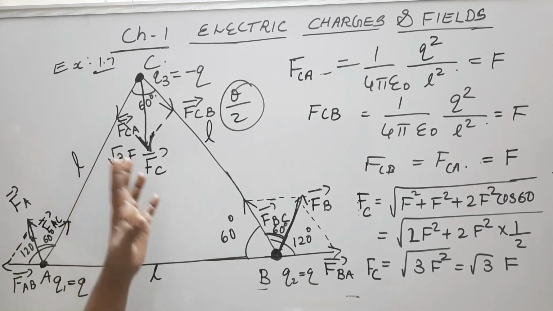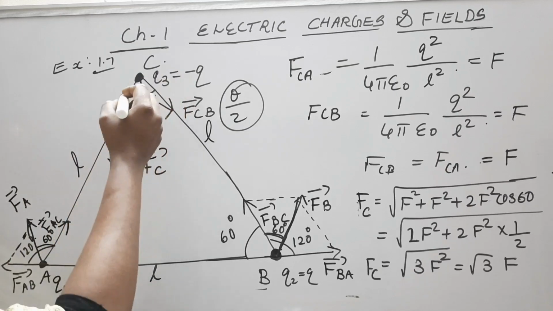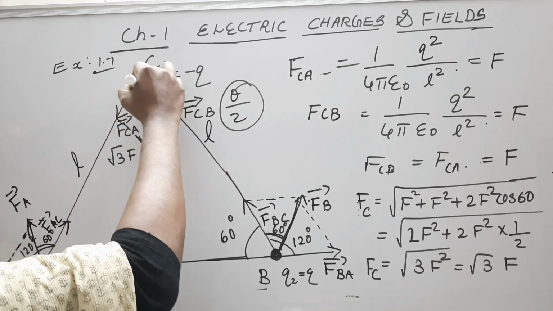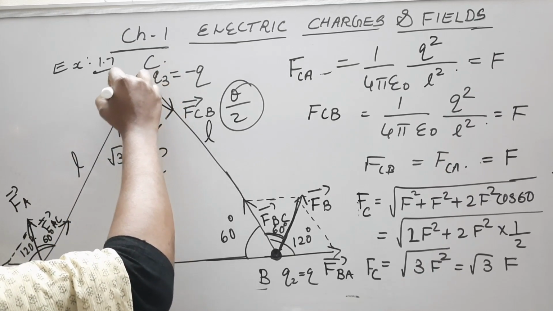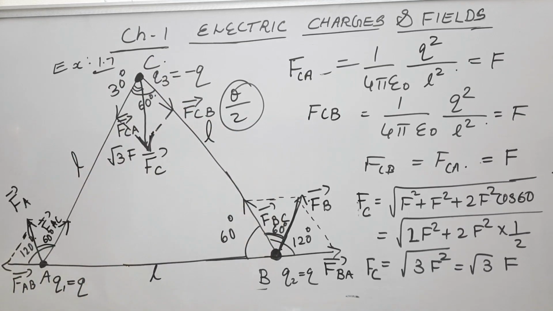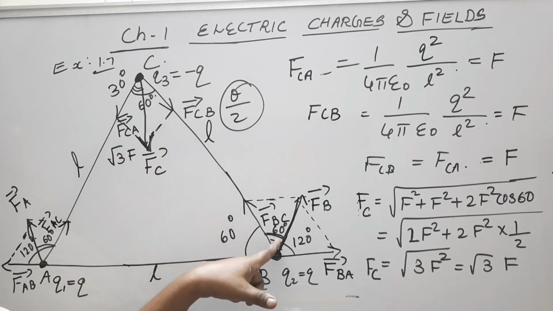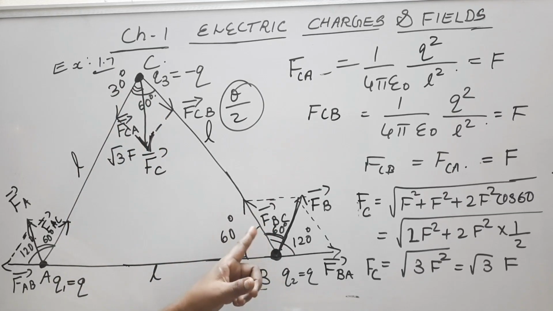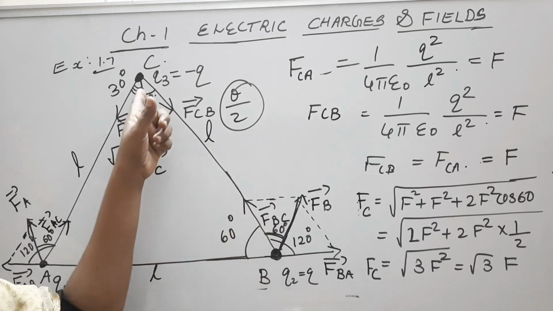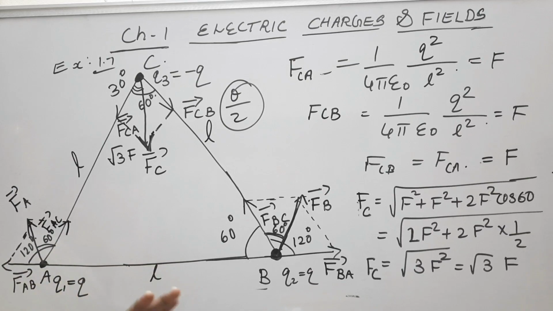Now what about the angle? That means direction. So if this total angle is 60 degree, this resultant will be making an angle of 30 degree with either of FCA and FCB. So here that angle will be 30 degree. Here it was 60 degree, that angle 60 degree. Here that angle is 30 degree. So this is the answer to that question.